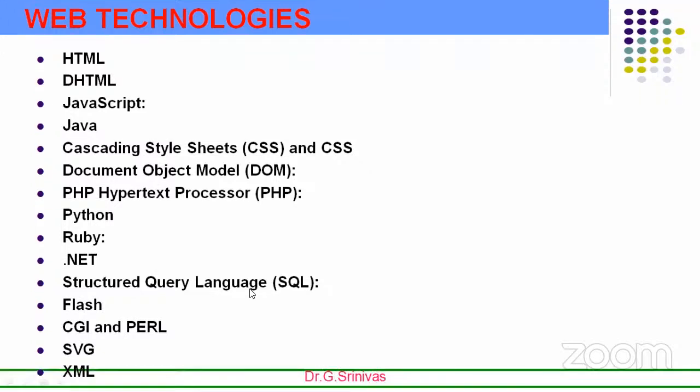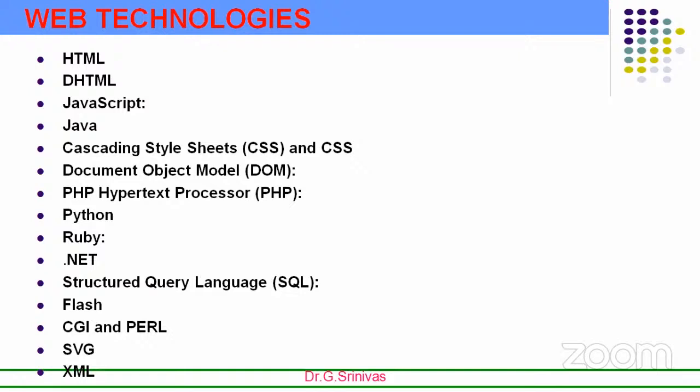HTML stands for Hypertext Markup Language, and we have DHTML, JavaScript, Java, Cascading Style Sheets, also called CSS, Document Object Model, PHP, Python, Ruby, .NET, SQL, Flash, CGI, Perl, SVG, and XML. These are the various web technologies used to develop internet applications as well as web applications.